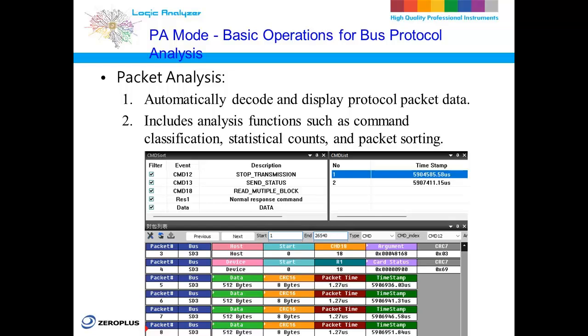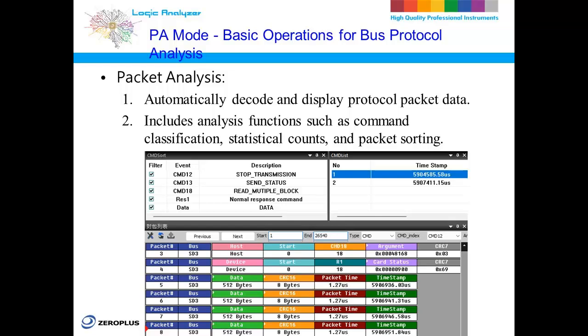Command classification is a critical part of protocol analysis. In PA mode, you can use the command sort window to view all the packets and see commands grouped by events. You'll also be able to count the occurrences of each event. The packet count statistics feature shows how many times each type of command or packet appears. This is really helpful for analyzing system behavior.